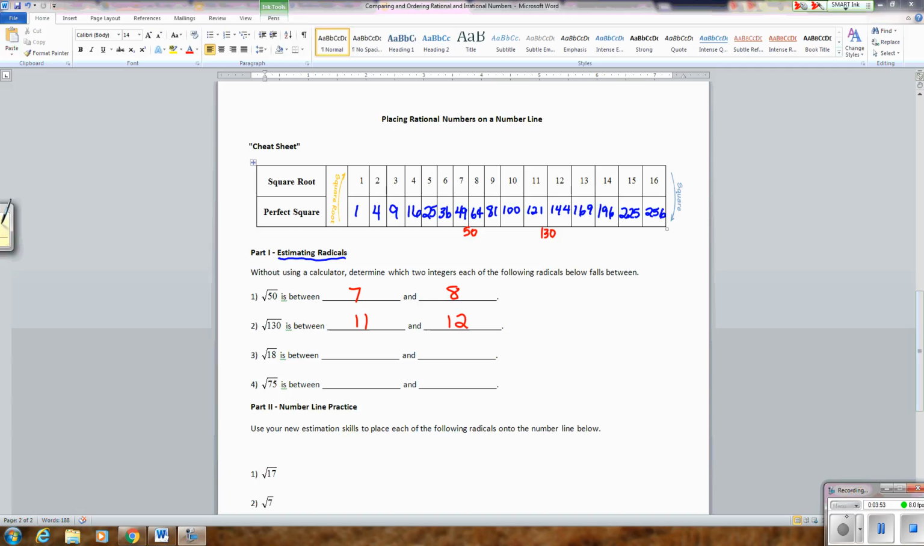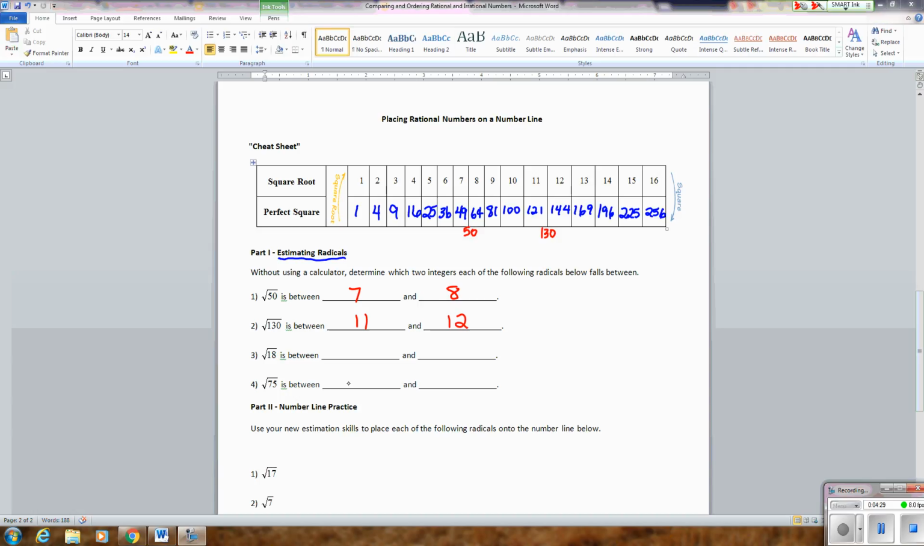Okay, so the integers that the square root of 130 falls between are 11 and 12, because 11 times 11 is 121, and 12 times 12 is 144. So the square root of 130 is somewhere between 11 and 12, some random decimal that never ends and never repeats, because this is irrational. So far both of these are irrational. They fall between two whole numbers, and they're a never-ending, never-repeating decimal.